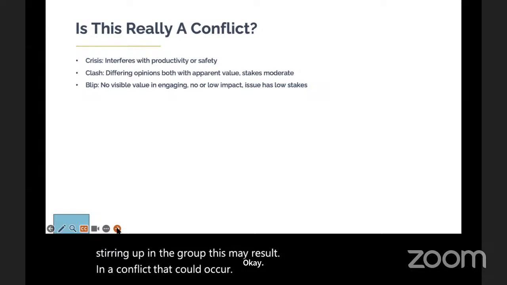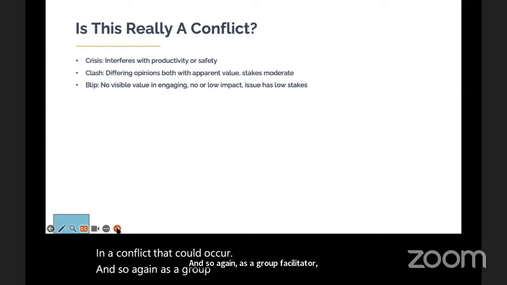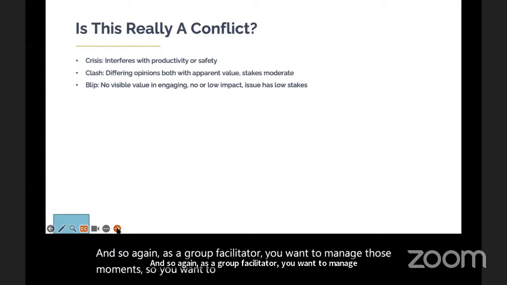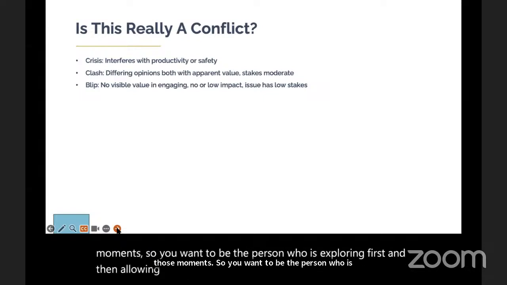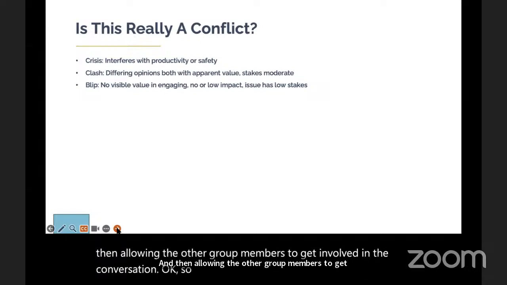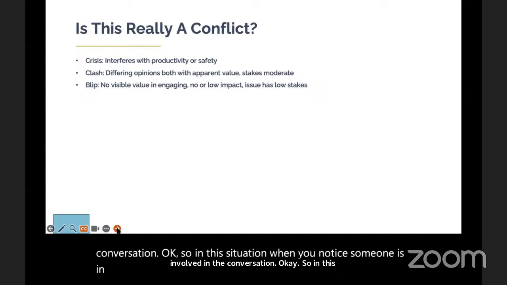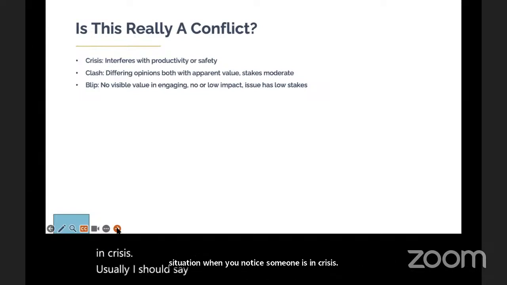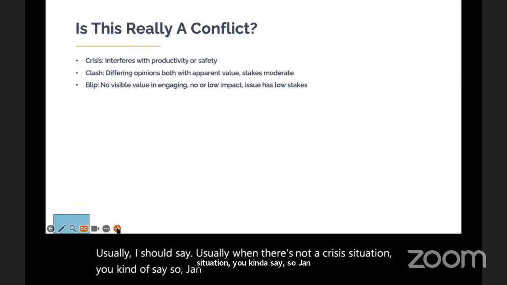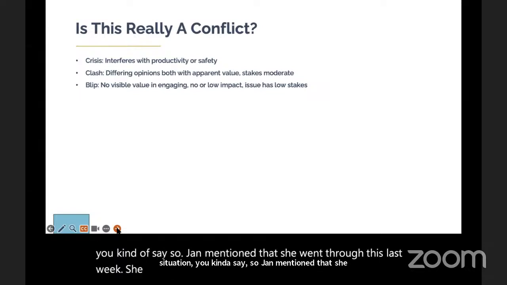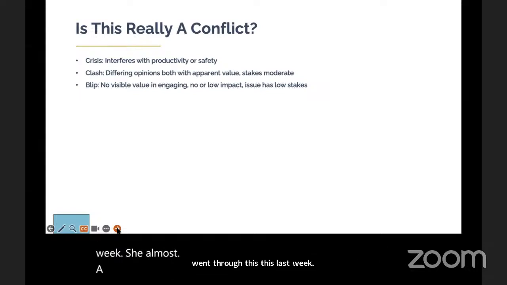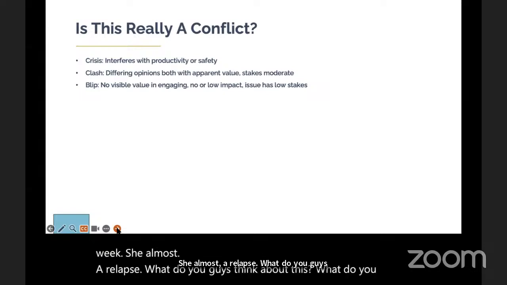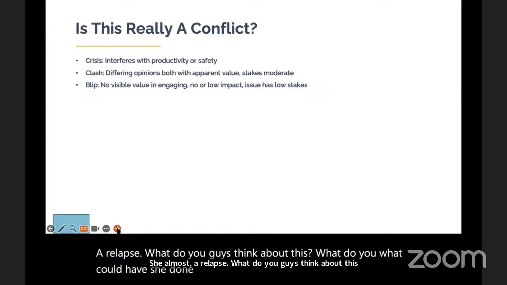And so again, as a group facilitator, you want to manage those moments. You want to be the person who is exploring first and then allowing the other group members to get involved in the conversation. Usually, when there's not a crisis situation, you say, "Jan mentioned that she went through this last week. She almost had a relapse. What do you guys think about this? What could she have done differently?" And you allow that.